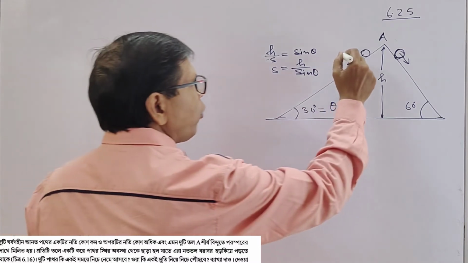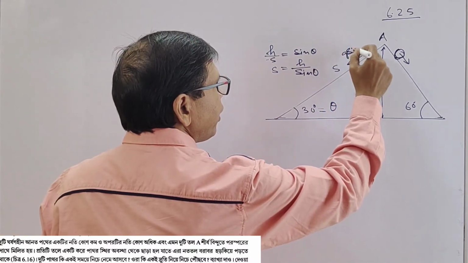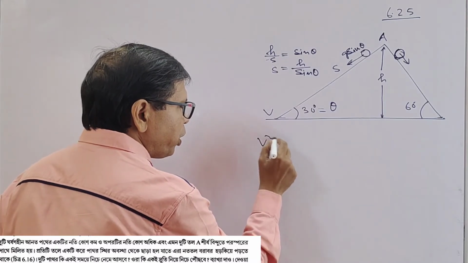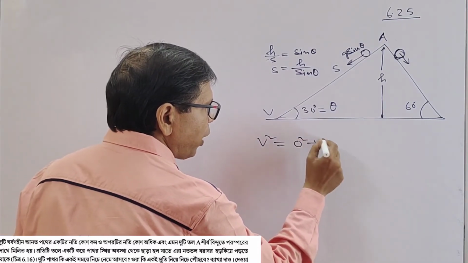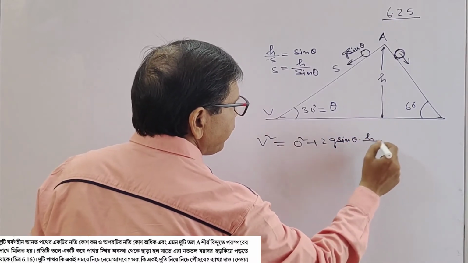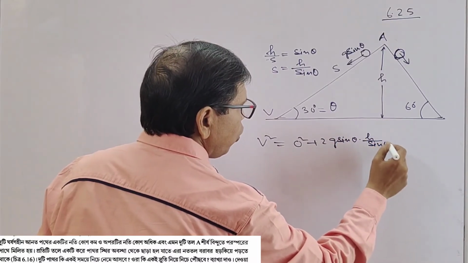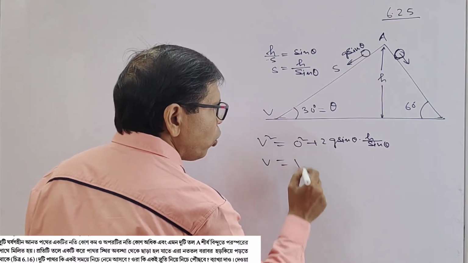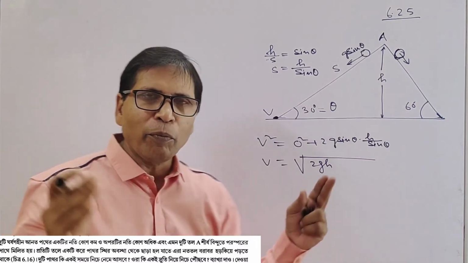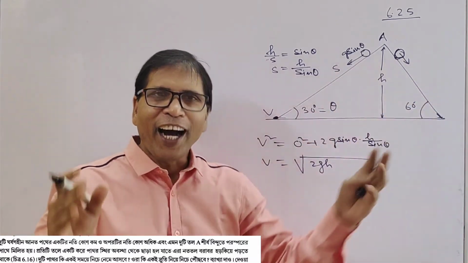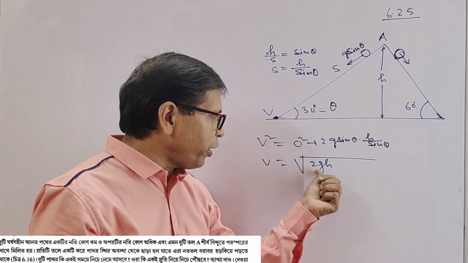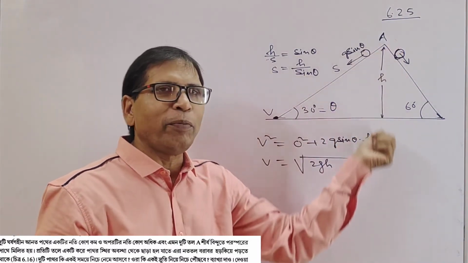Here the acceleration down the plane is g sin θ. So the velocity v: v² = 0² + 2 g sin θ × (h / sin θ). So v = √(2gh). The velocity at the bottom of both bodies is the same, because the velocity at the bottom depends only on the height of the inclined plane.